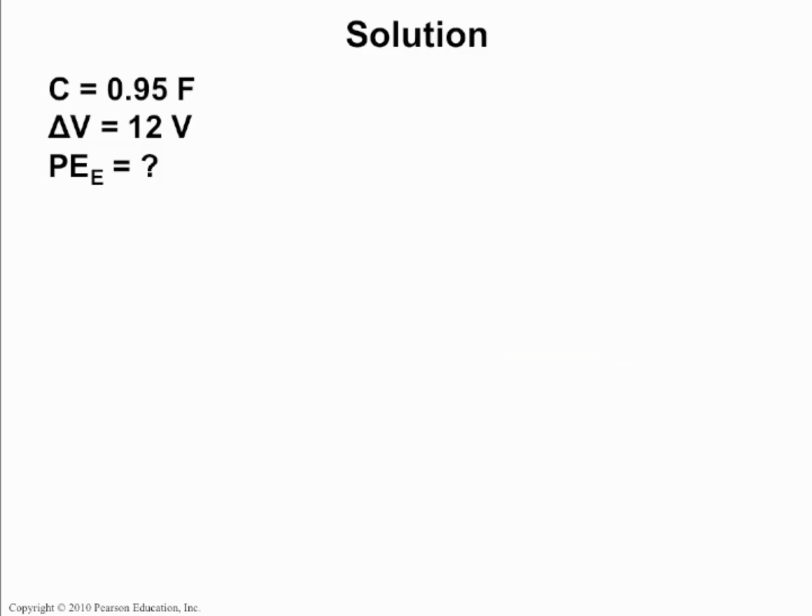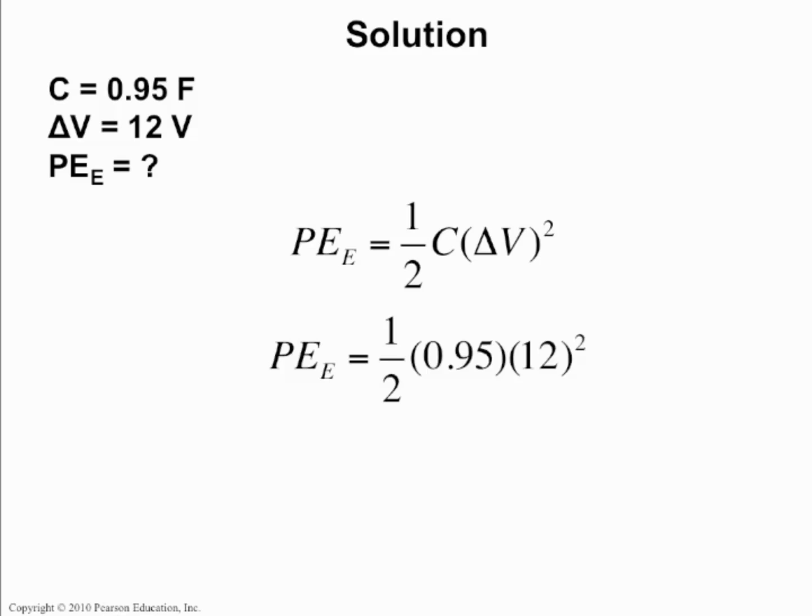Let's take a look at the solution. We know the capacitance is 0.95 farads. The potential difference, or voltage, is 12, and we want to find the electrical potential energy. So we use PE equals 1/2 C delta V squared. We plug in our givens, and we end up with 68 joules.